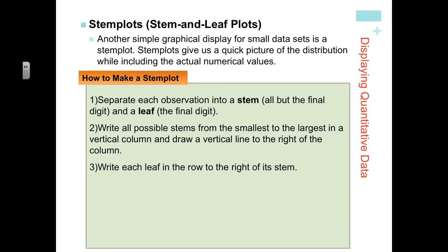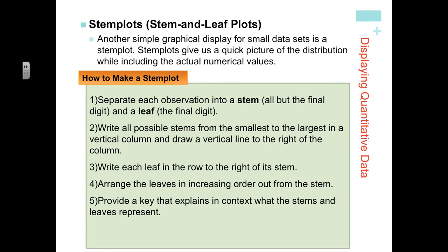25 is the stem to the left, and to the right of the vertical line would be its leaf, which would be the 3. We'll then arrange the leaves in increasing order out from the stem. So if I had to do 253 and 256, I would write 25, and on the other side of the line would be the 3, and next to that would appear the 6. You also have to provide a key that explains in context what the stems and leaves represent.